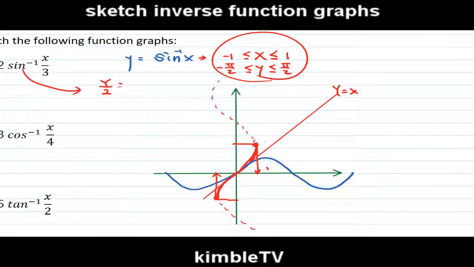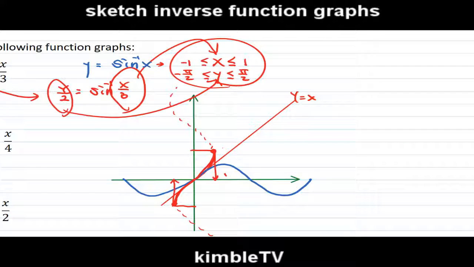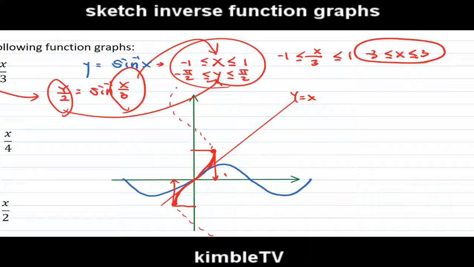Y on 2 equals sine shift x on 3. I will put x on 3 into this and put y on 2 into this in order to find its domain and range. X on 3 is between -1 and 1, therefore multiply both sides by 3. X is between -3 and 3. This is the domain for this graph.